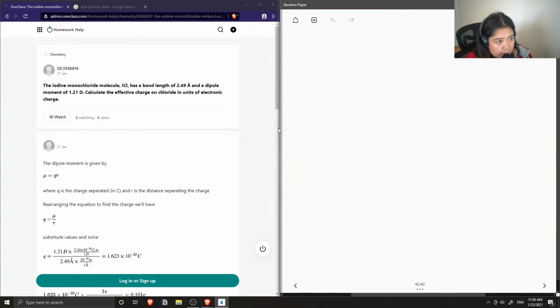Okay, so question 11. The iodine monochloride molecule, ICl, has a bond length of 2.49 angstroms and a dipole moment of 1.21 D. So this is called a debye. Calculate the effective charge on chloride in units of electronic charge.